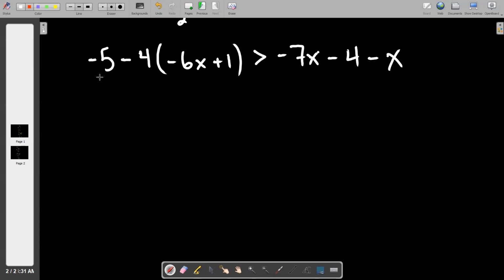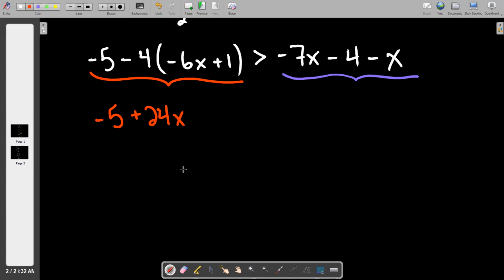We distribute. So we're fixated on this left side and this right side. Like we understand still the same laws apply. I'm going to simplify, and then I'll do the whole algebra thing. So on the left side, I'm going to get negative 5. And then what? Distribute negative 4, giving me what? Plus 24x. That's right here, red arrow. Next red arrow. What's that? Minus 4. Good. And then I'm going to copy down my sign, and I'm going to get to work on the purple side. What is the purple side going to be?